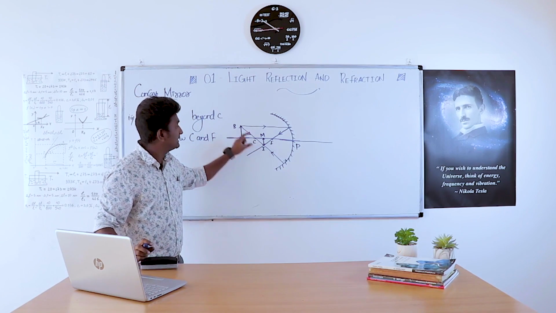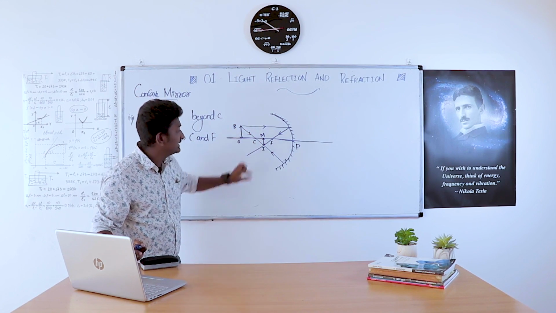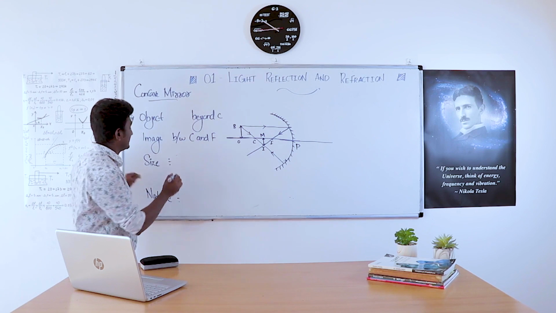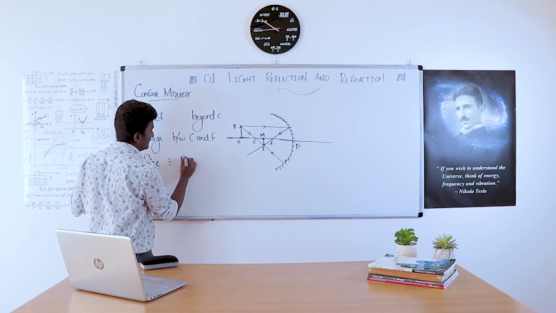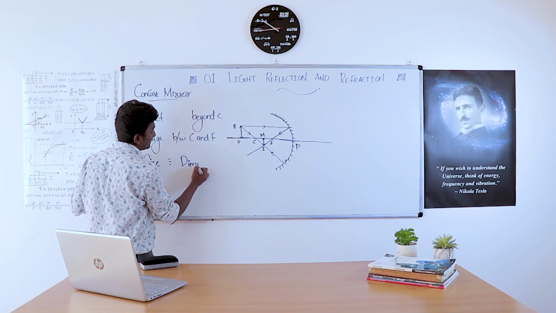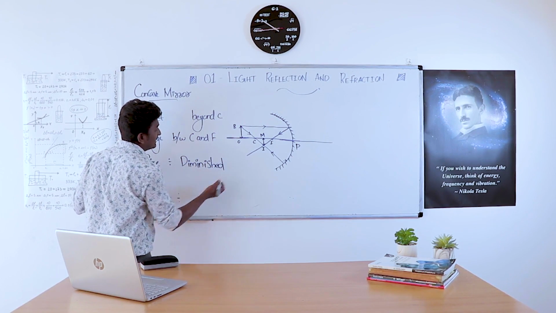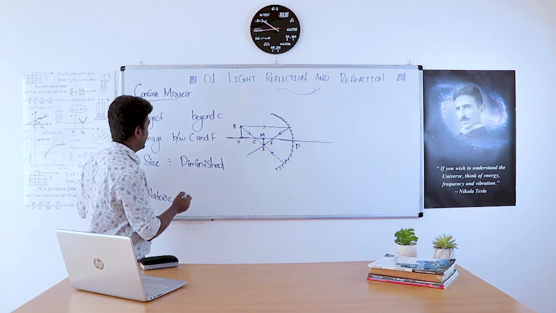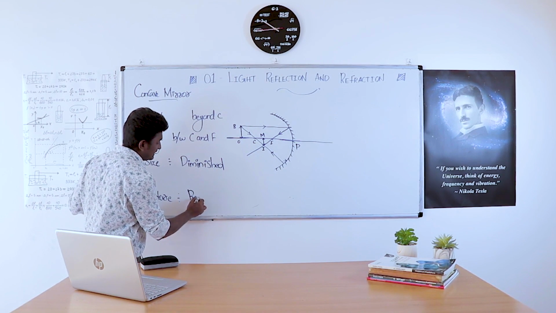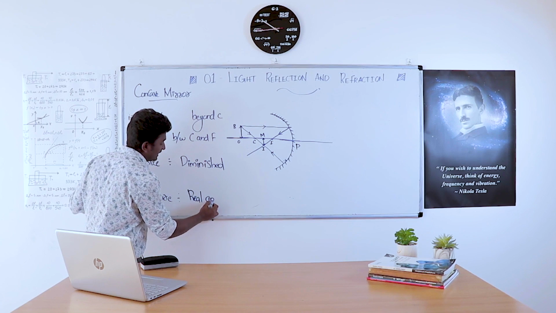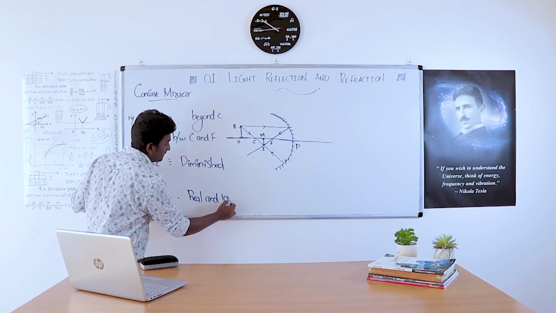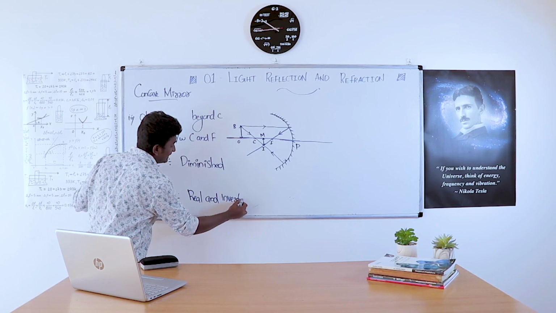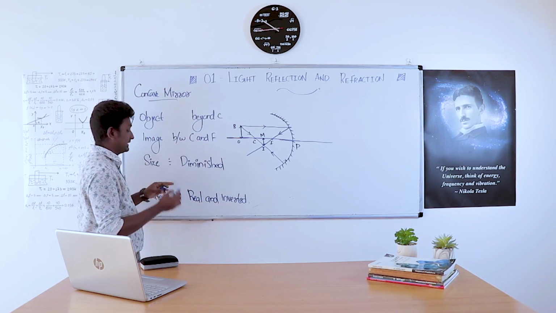Now look at the size. This is the size of the object and this is the size of the image. So we can say that the size of the image is small, otherwise we can say that the size is diminished. Then the nature of the image is real and inverted. So this is the third case.